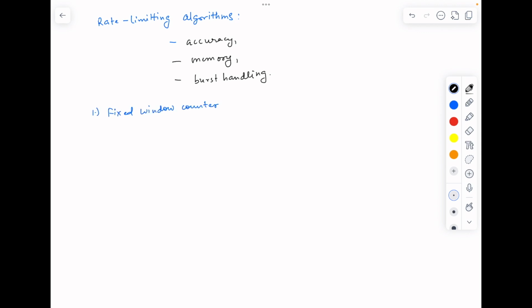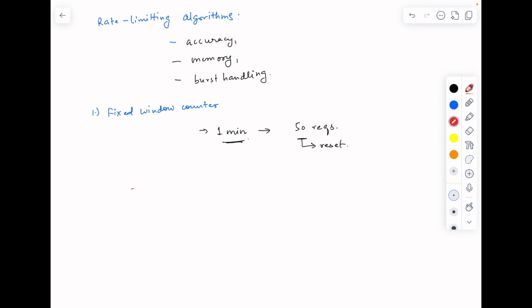counter. In this algorithm, we define a fixed time window, let's say 1 minute, and within this 1 minute we define the count of requests that are allowed within that window, let's say 50 requests. We are effectively saying that in 1 minute we will not be processing more than 50 requests, and at the end of 1 minute the counter is again reset.